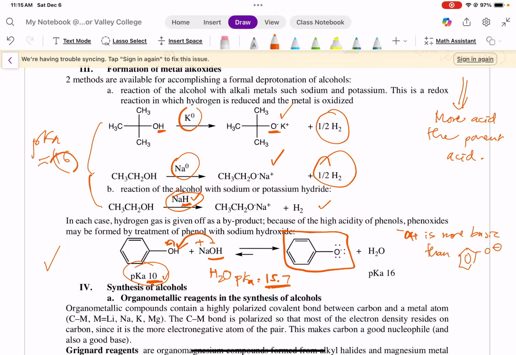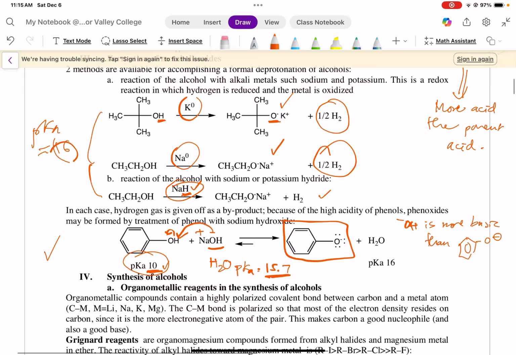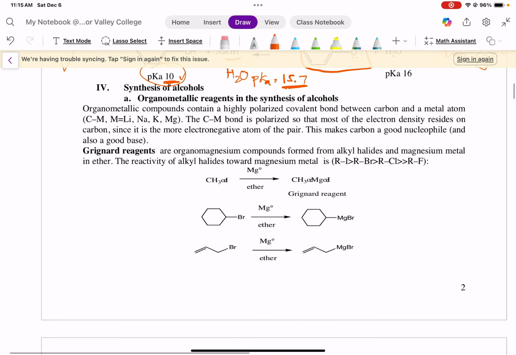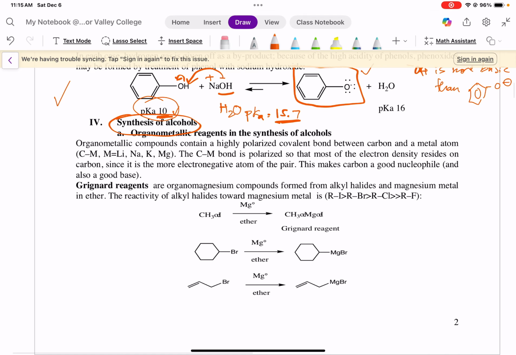It's good enough to pull that hydrogen off, to make alkoxide. And remember, alkoxides are really good nucleophiles, as long as they're not bulky like this one is. This one is bulky, so this is not a good nucleophile. Okay, except that one, but other than that, all these guys are good nucleophiles. So we're going to be using them to synthesize alcohol.